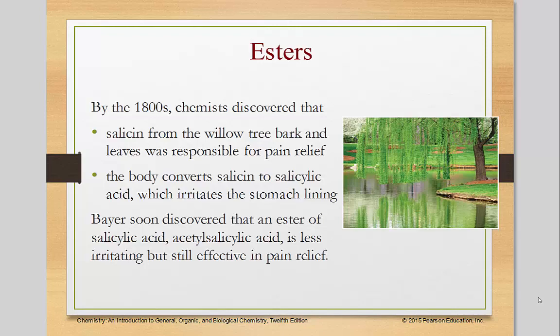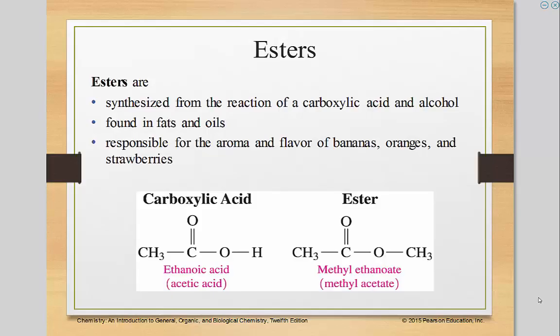In this tutorial, we will be discussing esters. Esters are synthesized from the reaction of carboxylic acids and alcohols found in fats and oils and are responsible for the aroma and flavor of bananas, oranges, and strawberries. If we look at an ester, this is the primary component. The COOH is the carboxylic acid, but instead of having the H there, we have another carbon group.